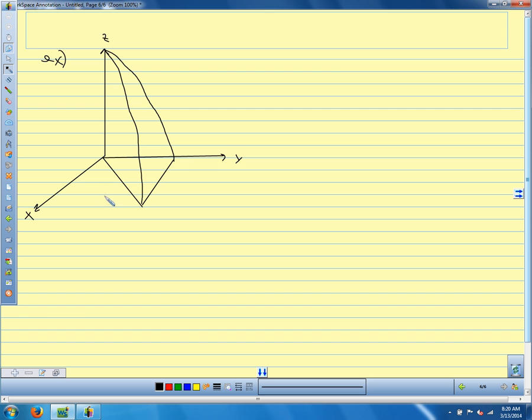All right, and then this is y equals x. This is y equals 2. And this is z equals 4 minus y squared. And we want to find the volume of the solid bounded by y equals x, y equals 2, and z equals 4 minus y squared in the first octant.